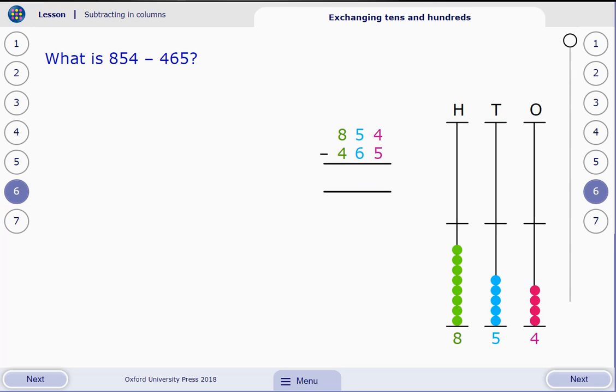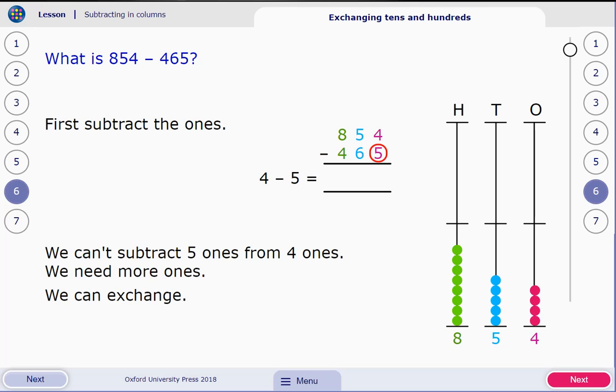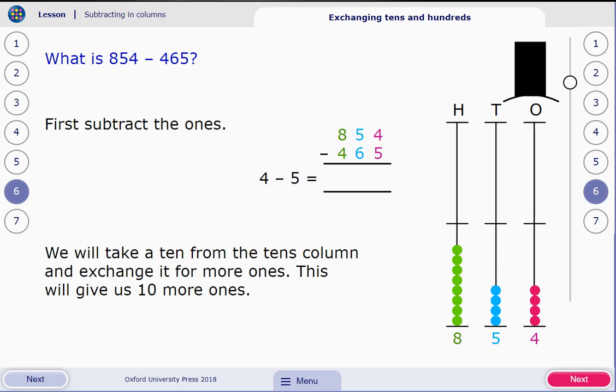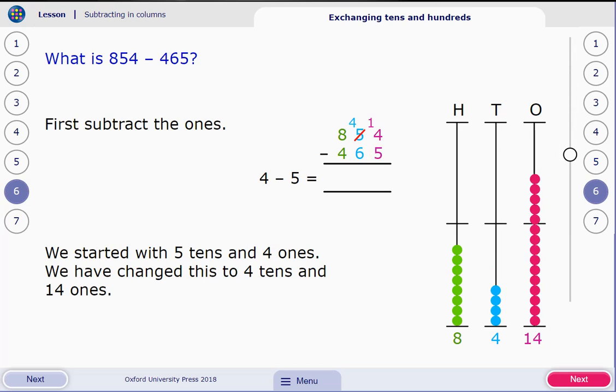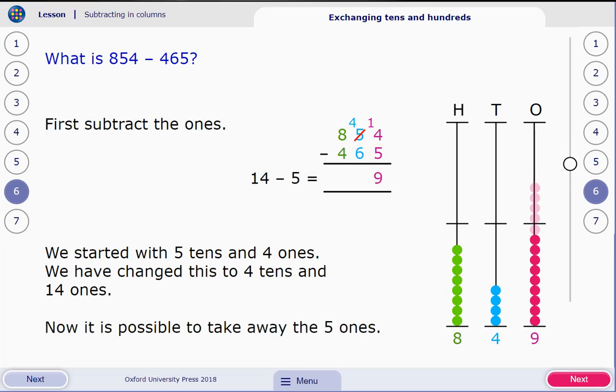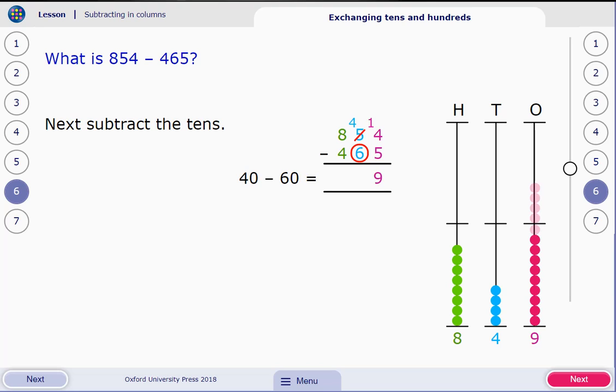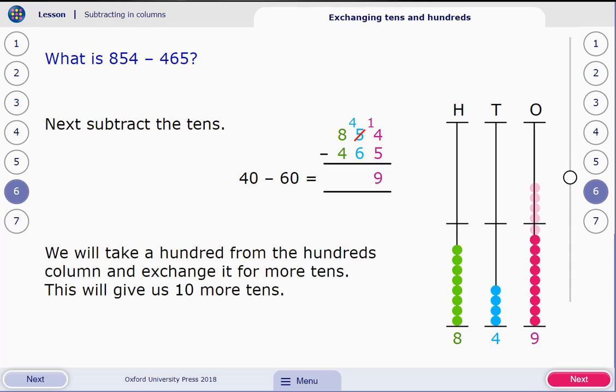Let's have a quick look at this one. Looking at the ones, I see I need to exchange because I've got more ones on the bottom than I have on the top. So I've exchanged one of the tens, and then 14 take away 5 is 9. And now I need to exchange again because I've got more tens on the bottom than I have on the top. So I will take one of the hundreds.